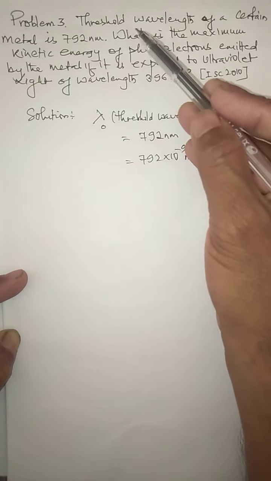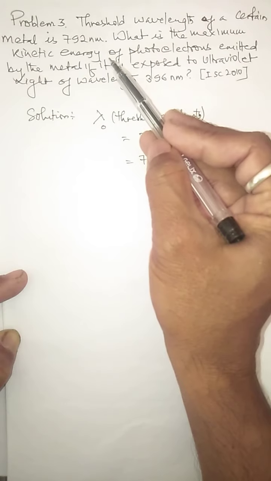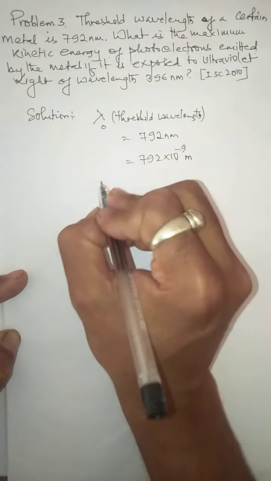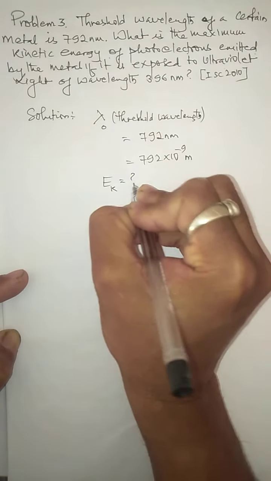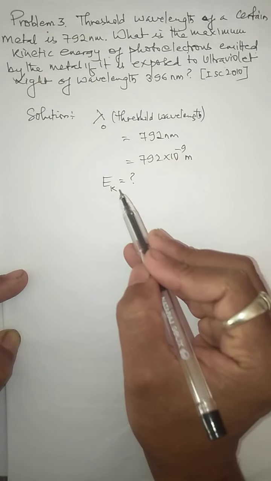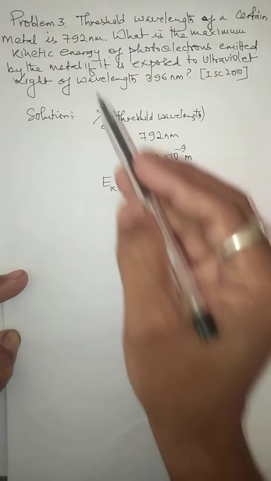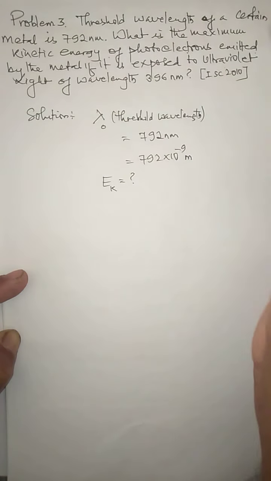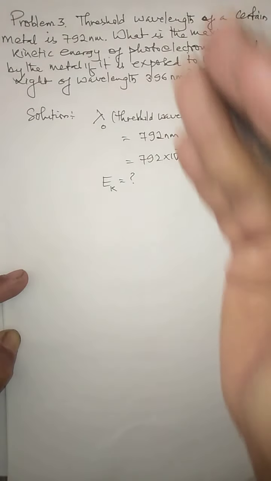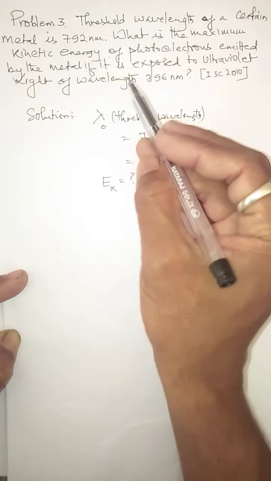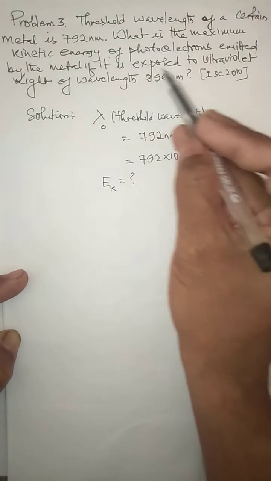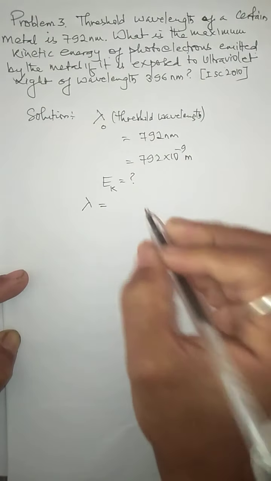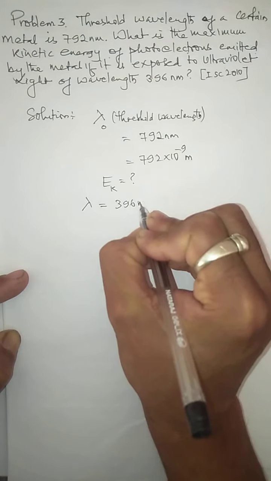The question asks: what is the maximum kinetic energy of photoelectrons emitted by the metal? For the symbol we use Ek, the maximum kinetic energy of photoelectrons, which we need to find out. This is when the metal is exposed to ultraviolet light, whose wavelength is 396 nanometer. So 396 nanometer is the wavelength of the incident light, lambda.